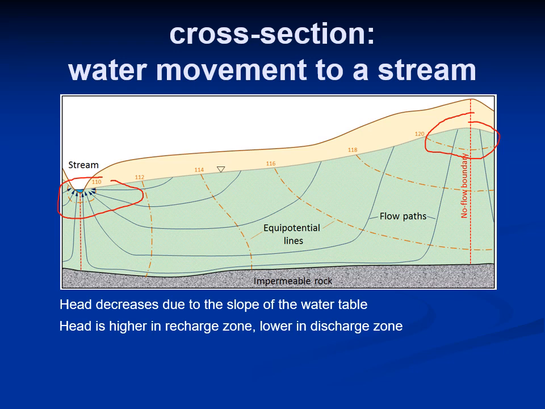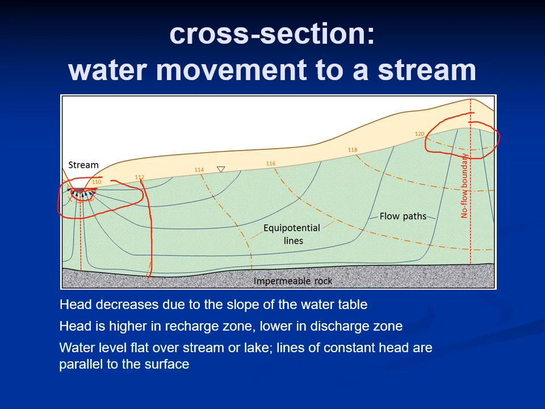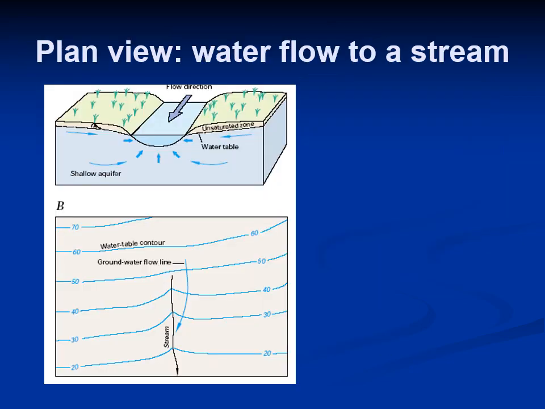Since the surface water level is flat over streams and lakes, the lines of constant head are therefore pulled parallel to the surface, where they're vertical during the horizontal flow sections. We can also determine groundwater flow directions in plan view. Once again, the groundwater flow lines are perpendicular to the lines of equipotential.